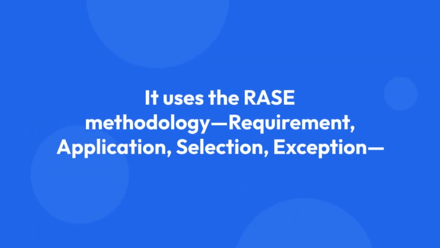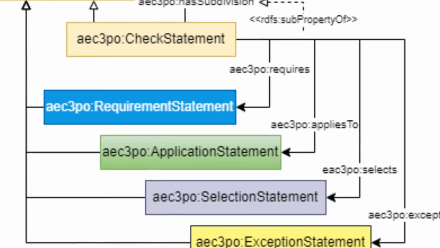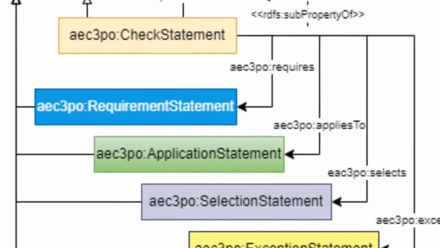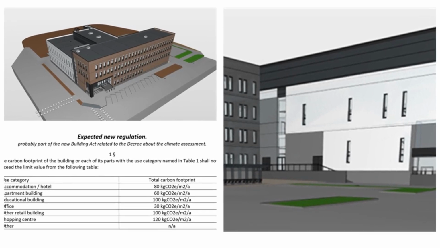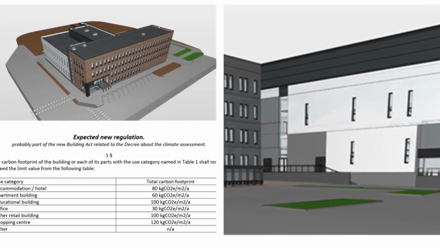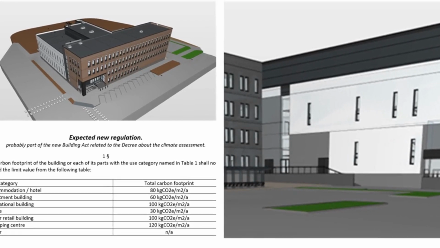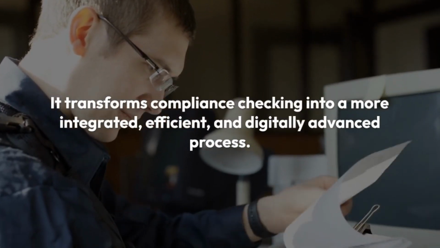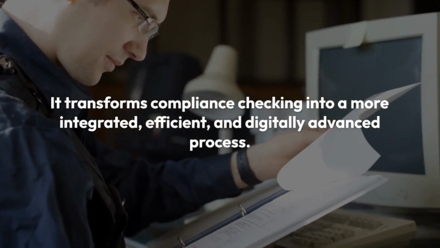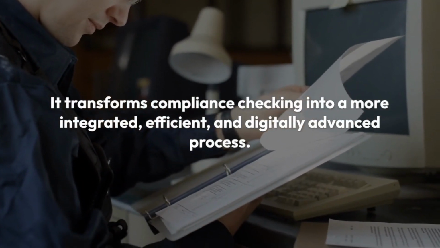It uses the RASE methodology, Requirement Application Selection Exception, to semantically mark up regulatory text, making it comprehensible and operable by both humans and machines. AEC3PO's practical utility is demonstrated through its application in Finnish CO2 emissions regulations. By automating data capture and assessment, it transforms compliance checking into a more integrated, efficient, and digitally advanced process.